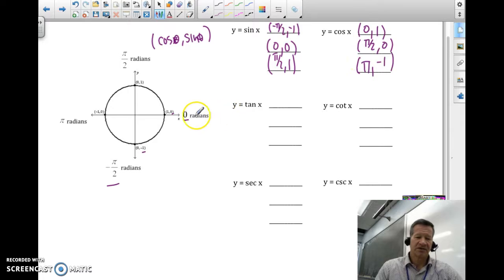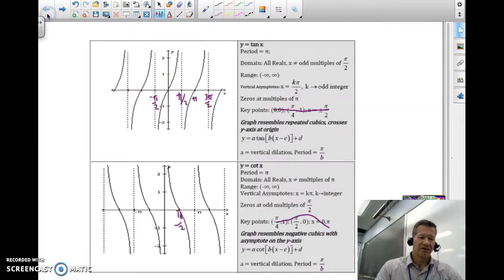For tangent, now we got a little weird situation. Remember, tangent is y over x, whereas cotangent is x over y. So y over x. So if I have an angle of 0, it's going to give me 0 over 1, which is also 0. So tangent goes through the origin. It's a cubic. If I look back, it's a cubic that goes right through the origin, 0, 0. We can see that right there.